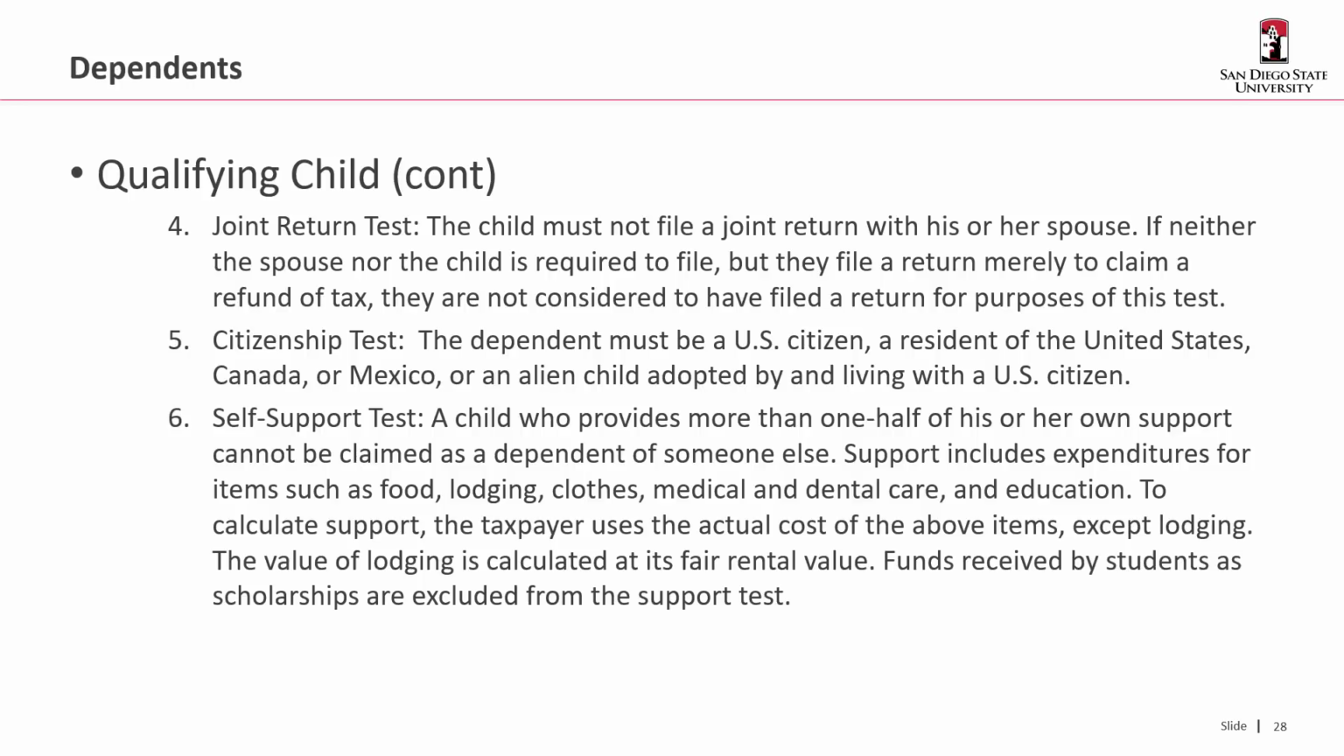Test number 6 is the self-support test. And this is probably the one that's played with the loosest because it's not quite as bright line as the others. So a child who provides more than 1/2 of his or her own support cannot be claimed as a dependent of someone else.